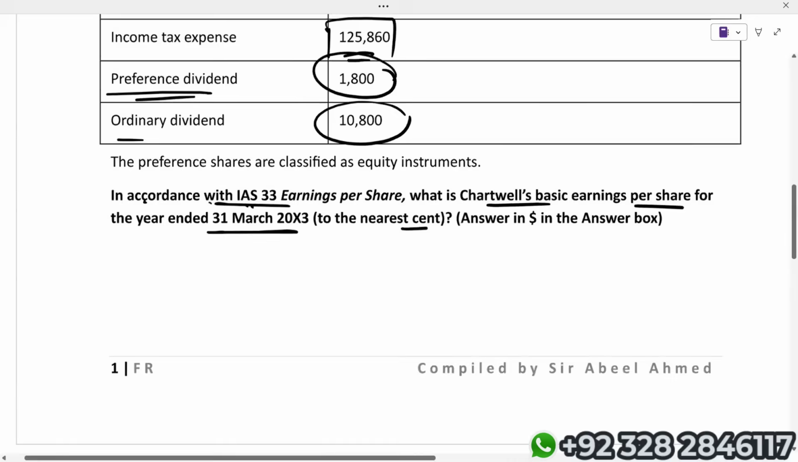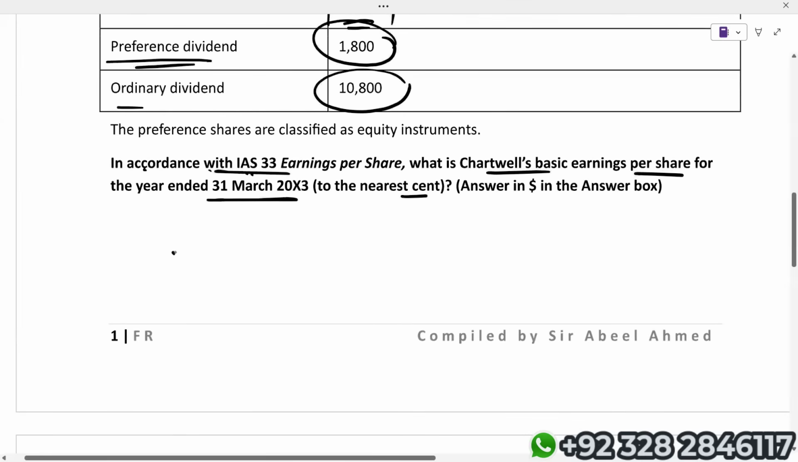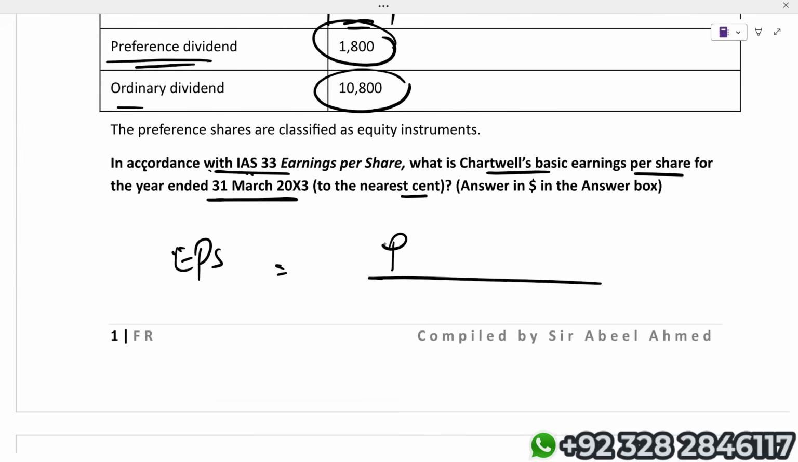First of all, students, come here. If you recall the formula of earnings per share, first we need profit after tax. From the profit after tax, we only deduct preference dividend. While calculating EPS, we do not deduct ordinary dividend. Repeat, while calculating EPS, we do not deduct ordinary dividend, we deduct preference dividend.